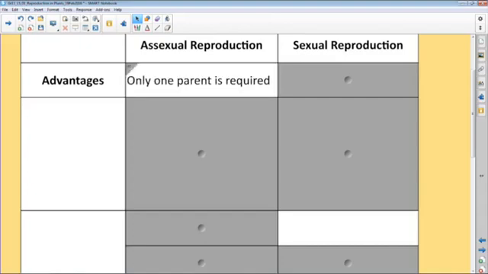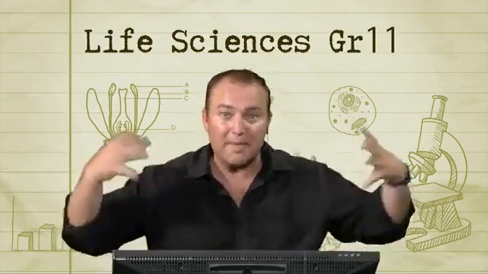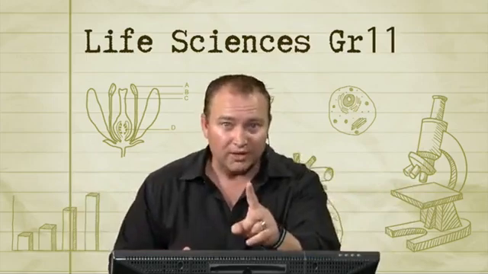Only one parent is required. This is an advantage. So if you've only got the one plant, you don't have a female or a male, you've only got one of the sex of the plant, it will carry on growing and it will reproduce and make lots more. So that's a cool thing, okay?